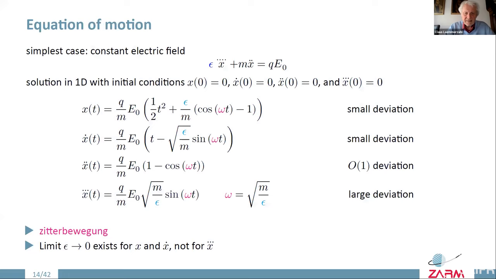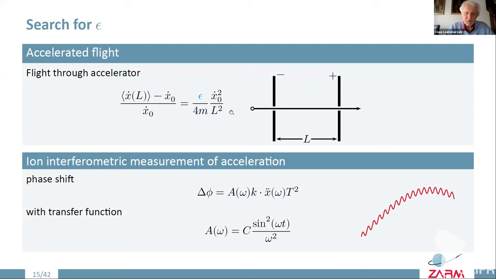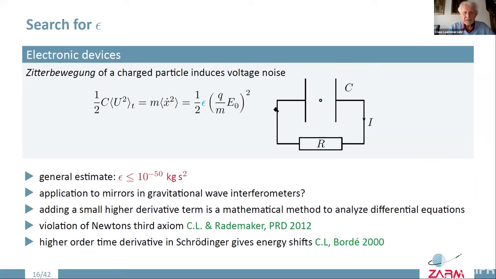And how can we test this epsilon? This is by measuring the time of flight of accelerated charged bodies, and the time of flight may fluctuate. And then this would give a deviation formula which depends on epsilon. Or if you do atom interferometric measurements, then this is given by a phase shift with a transfer function, and with this transfer function one may again see the epsilon, which is apparent in the acceleration. Or we may observe the Zitterbewegung of a charged particle inside a capacitor, and this then would induce a voltage noise in this electrical circuit, and this is again related to epsilon.